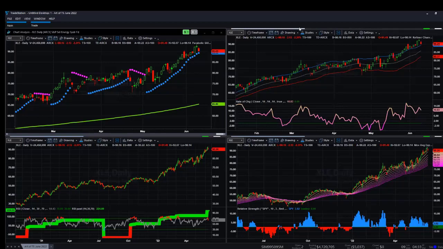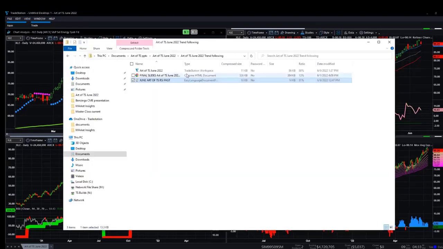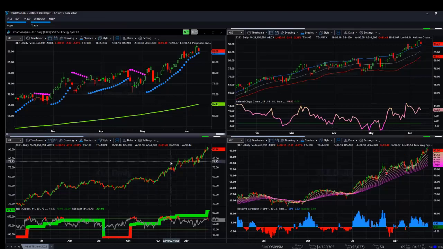I just created it. And once that indicator is created, then you can double click on the blue TradeStation workspace, Art of TS, June 2022. And this is what you will see. You'll see 4 charts. And this, by the way, is RSI Passed down here that we're going to be working with.